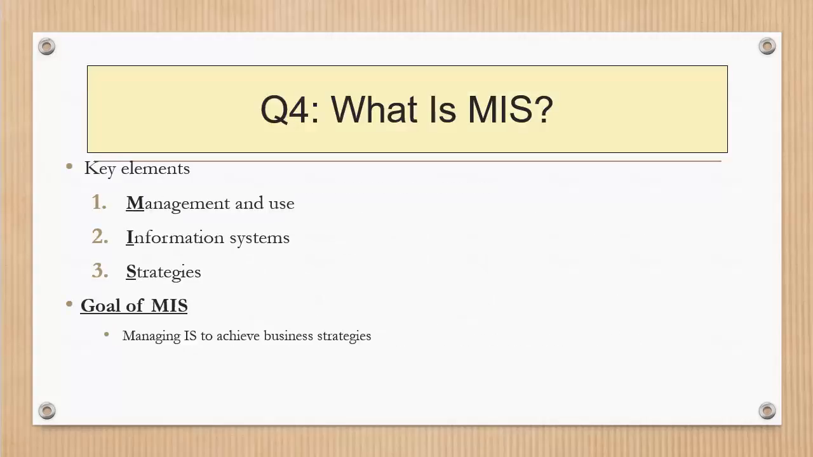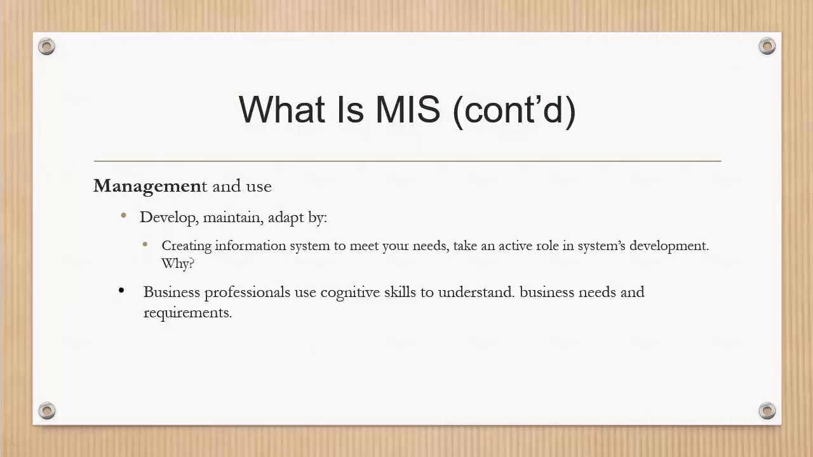So question 4 then, the answer is, what exactly is MIS? You can think of it as having key elements. MIS, management information, typically we would say systems, but now we want you to think about it as strategies. So we're thinking about management and use of information systems so that you can have a strategic advantage for your company. From a management perspective, it means you're going to be able to develop and maintain systems that are going to help you meet your needs in the organization.